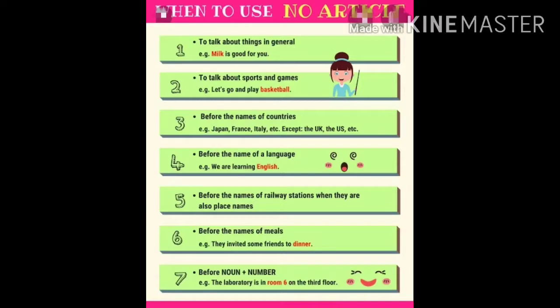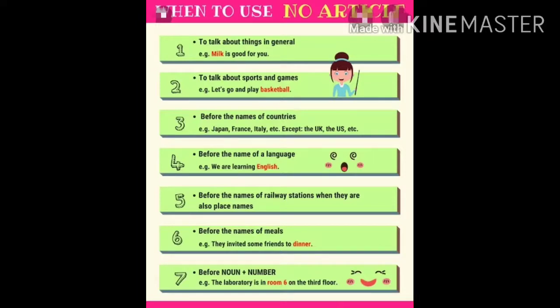Example, milk is good for you. To talk about sports and games. Example, let's go and play basketball. Third point, before the names of countries. Example, Japan, France, Italy, etc. Except the UK, the US, etc. Fourth point, before the name of a language. Example, we are learning English.